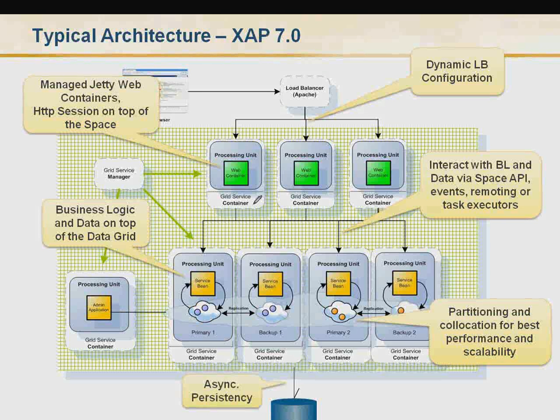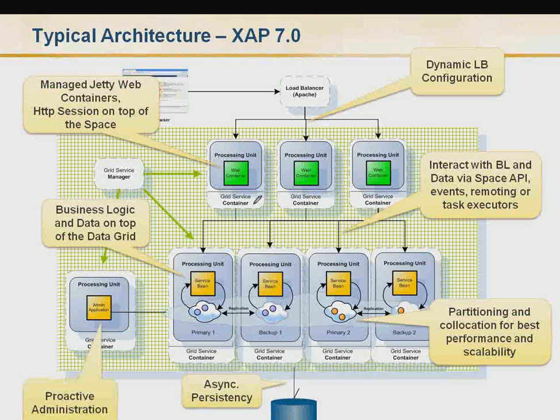Exactly. The data grid itself is highly available. You see that we have a backup copy for each of the primary partitions. And that means that whenever you persist something or whenever you queue up something to be persisted in the database, it's queued in both replicas. So if one replica fails, we still have all the data we need to persist on the backup.